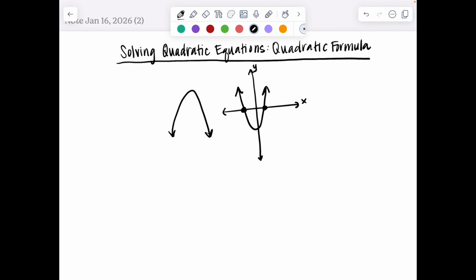Now, you don't always get two answers. You don't always get an answer. Sometimes there is no solution because sometimes the parabola could be up here and it doesn't even touch the x-axis. But in the cases of the problems that we're going to be doing this week, you should be getting two answers for each one.